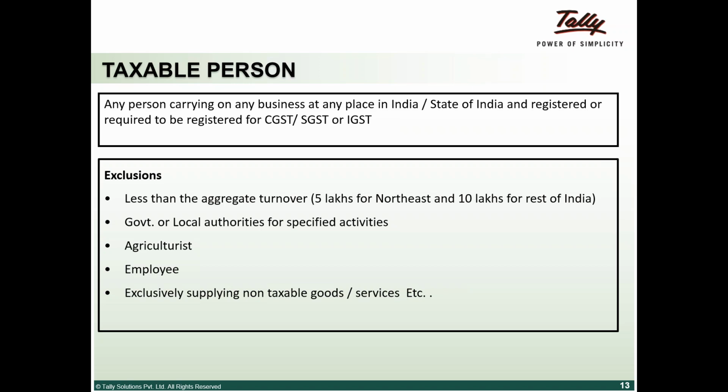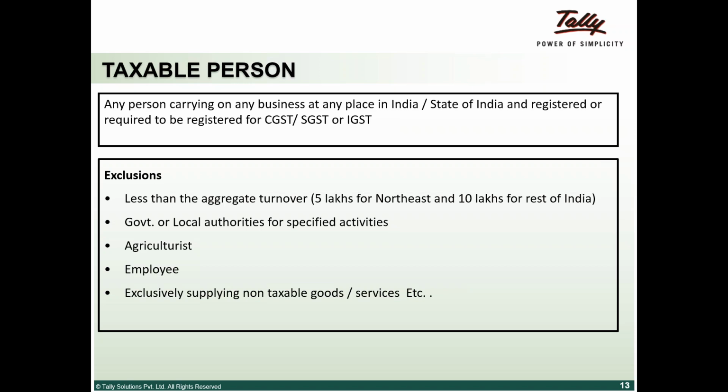There are some exclusions. As I told you earlier also, if your aggregate turnover is less than 5 lakhs in the Northeast and 10 lakhs in the rest of India, you will not be a taxable person. Government or local authorities for specified activities, if you are only procuring a material, will not be deemed a taxable person. An agriculturist will not be deemed a taxable person. Employees will not be deemed taxable persons. Exclusive supplies: if your goods or services are exclusively supplied as non-taxable goods, then you are not a taxable person.